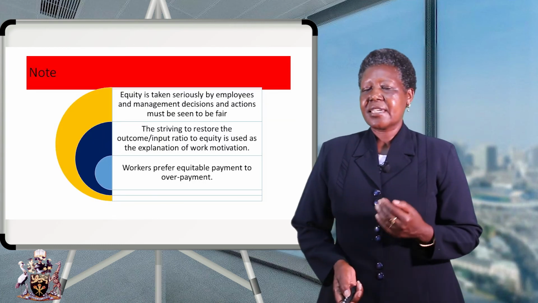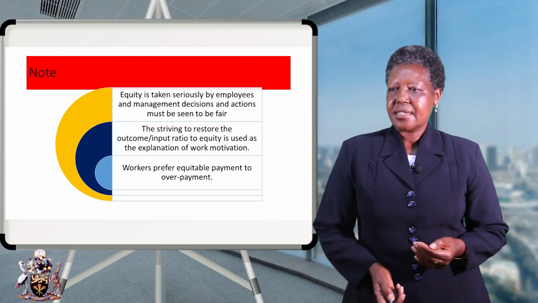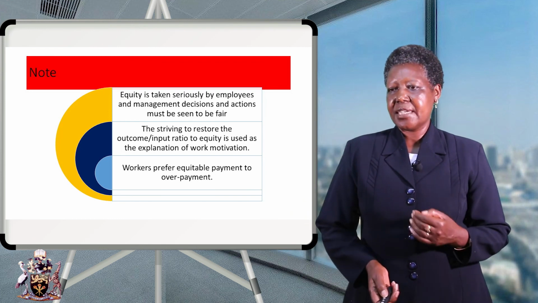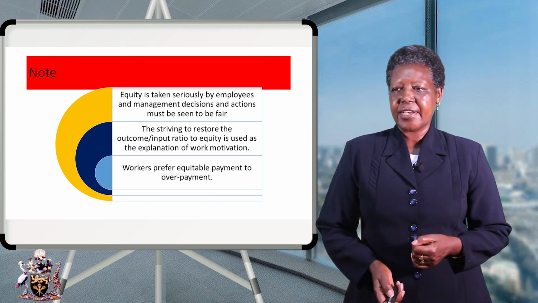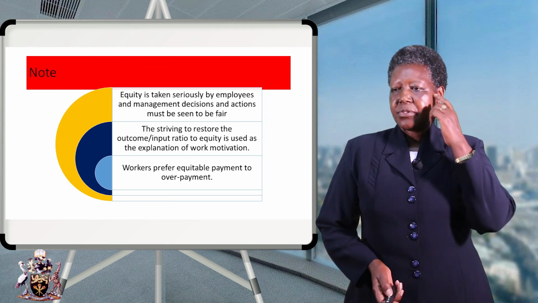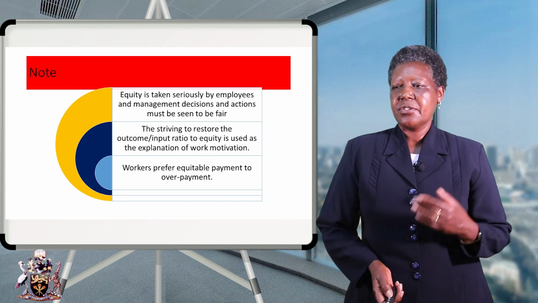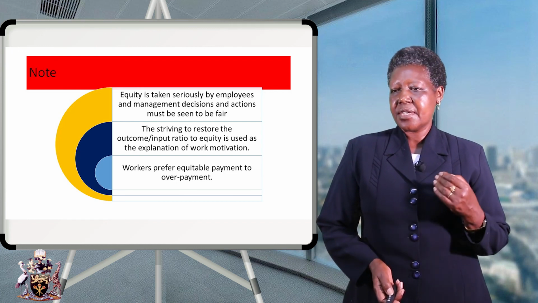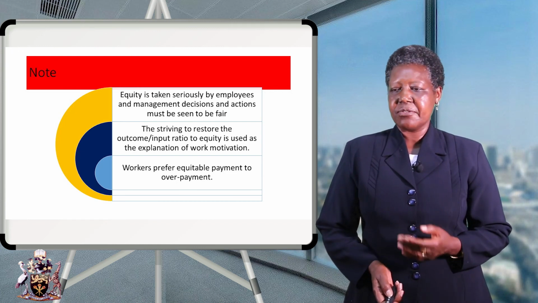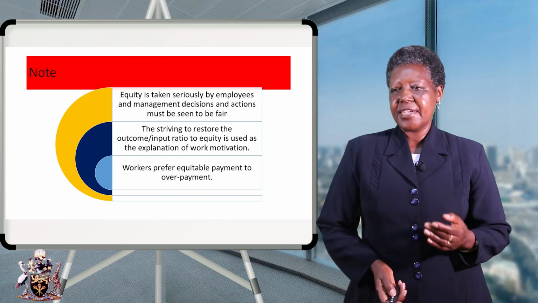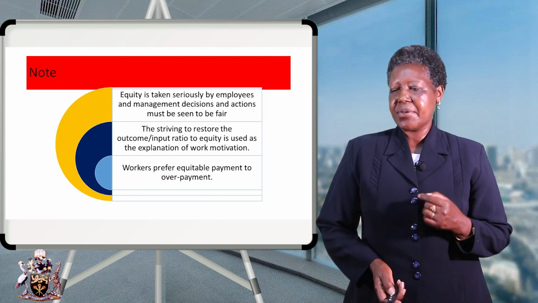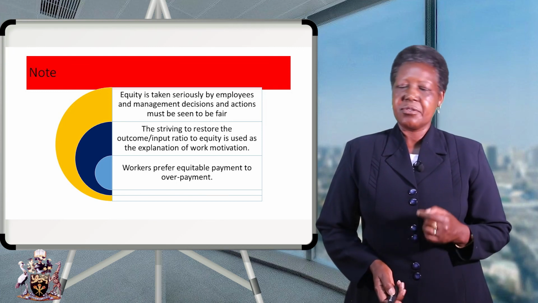So equity is taken seriously by employees and management. Decisions and actions must be seen to be fair. The strive to restore the outcome to input ratio to equity is used as the explanation of work motivation by managers. And finally, workers prefer equitable payment to overpayment.